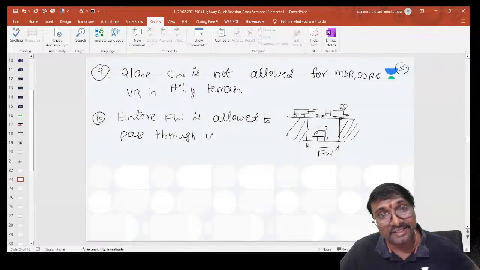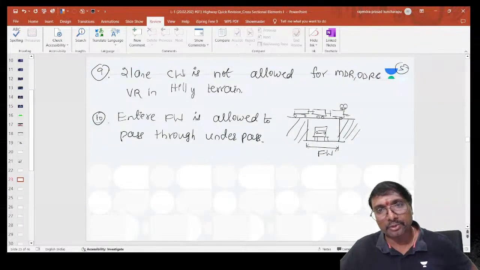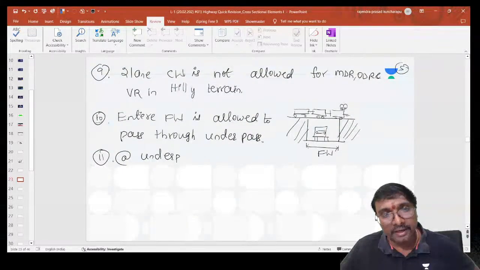Which one is allowed to pass through? This underpass, you can say. The entire formation width is allowed to pass through this underpass, right? And what is the minimum height you can go for? At an underpass, what is the minimum clearance?